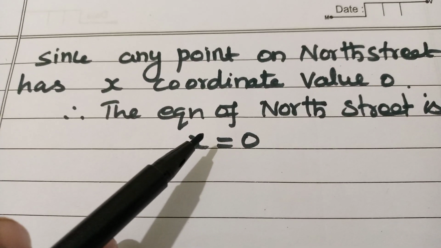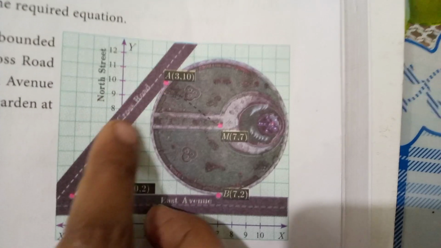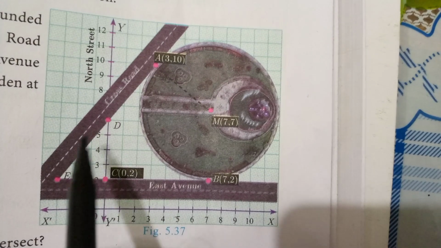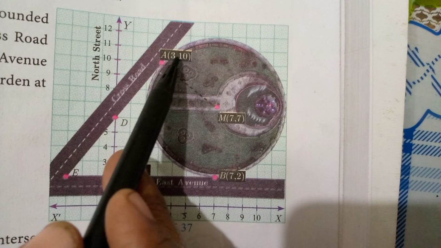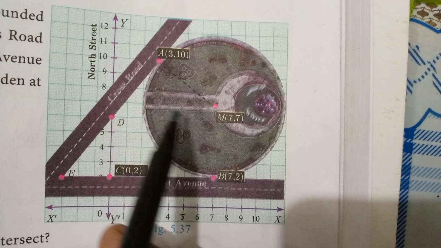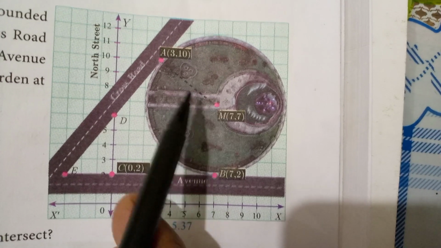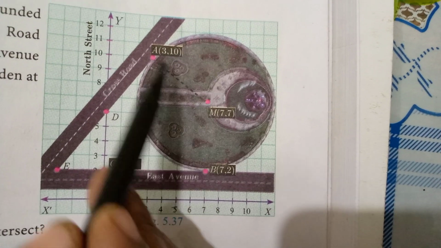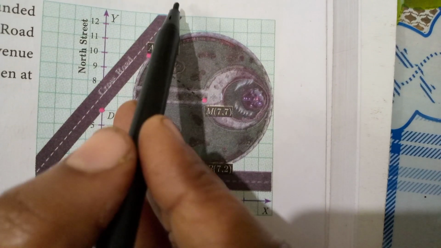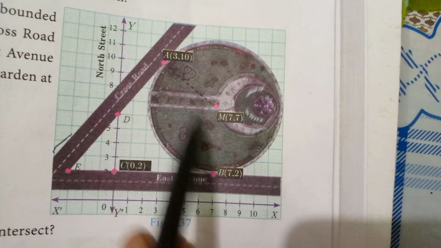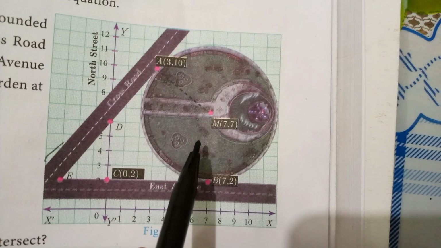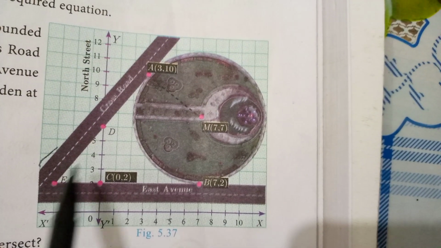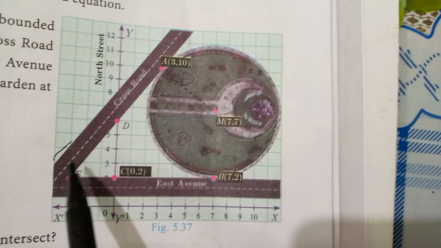Understand, students? Next we are going to find the equation of the crossroad. Here only one point is there, so we can use another condition better. The center of the circular garden M, and MA is perpendicular to this crossroad. So we know that MA is perpendicular to the crossroad, and we have to find the equation of the crossroad.